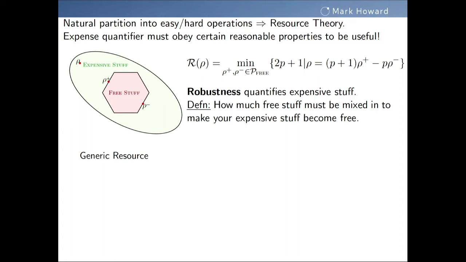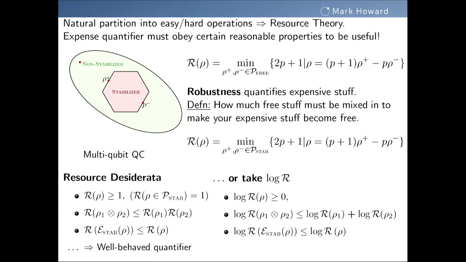So as I said, that's the kind of generic thing. And robustness appears in entanglement and all sorts of other resource theories. So in our case, the free stuff is going to be stabilizer stuff. And the expensive stuff is going to be non-stabilizer stuff. And then the region of free stuff is going to be the stabilizer polytope, so the generalization of the octahedron that I showed before. So you want to have your quantifier obey certain reasonable things to be useful.